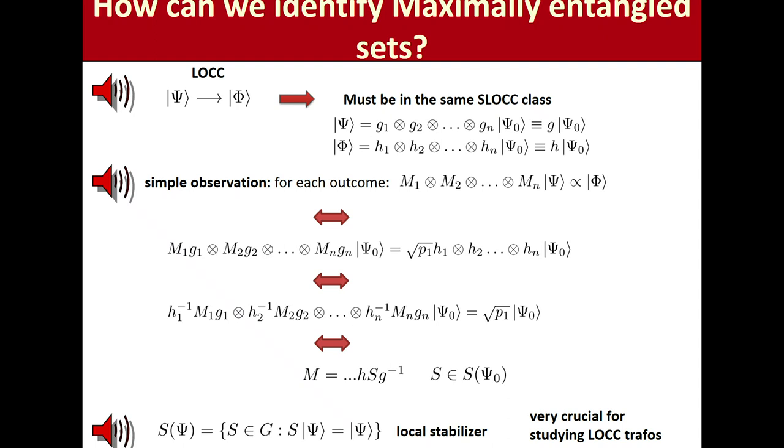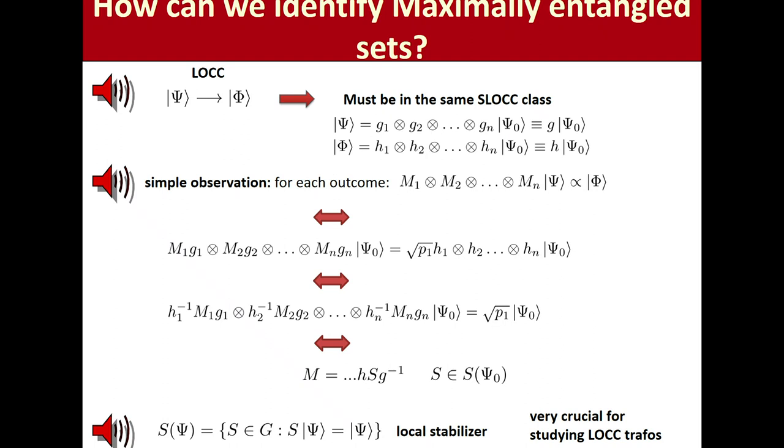So the operator that you obtain here, which carries some information about the initial and the final state, and the measurement that you have to do, has to be a symmetry of what we call a seed state, psi 0. That's a very crucial point, because it means that only if you have symmetries will you be able to do some LOCC transformation. And now we can write down our measurement operators, which are these simple expressions here. And this S here is just the symmetry of your state psi 0.